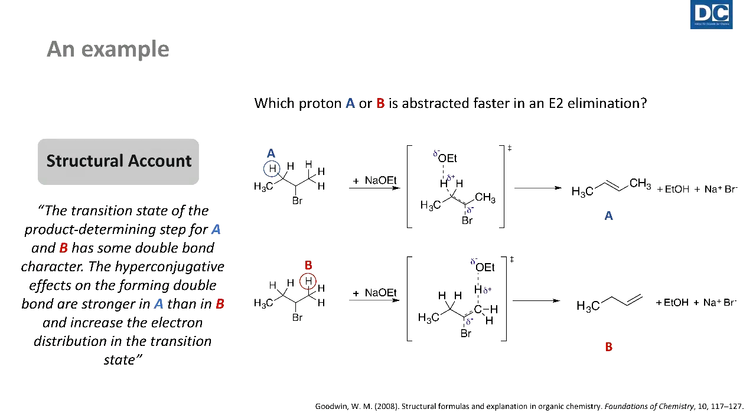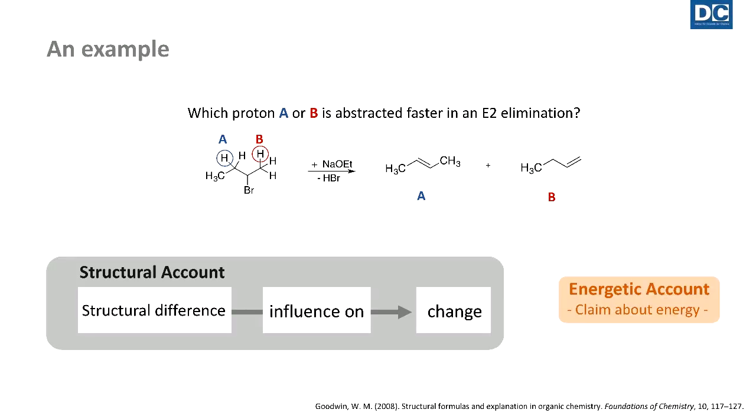This might be a little bit difficult to follow, so on the next slide, I will summarize how we use structural and energetic account to answer a typical organic chemistry question. So in our structural account, we did the following. We were looking for structural differences. This is what I said: in organic chemistry, we normally answer questions of case comparison. So we have the structural differences, and we have to formulate how the structural difference influences the change of properties that we have in the reaction. Here, the forming of the double bond. And then with the structural account, we can make the claim about the energy and answer this type of question.